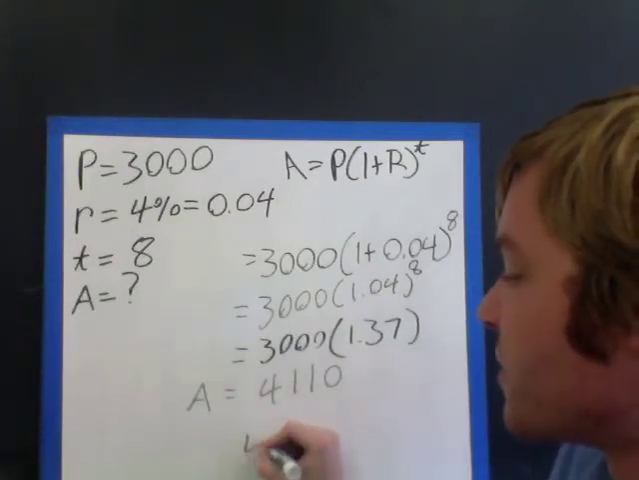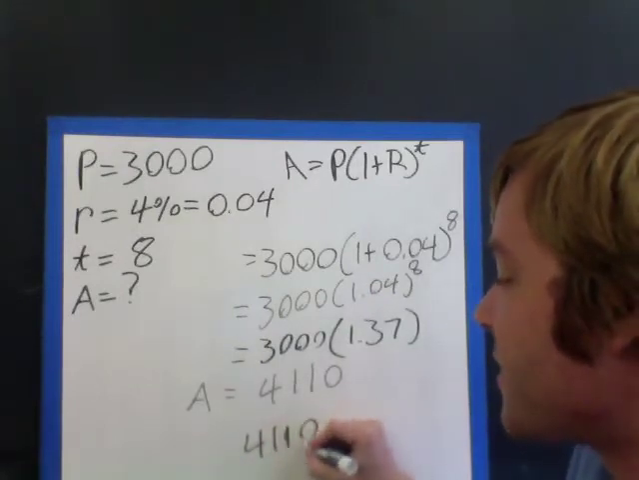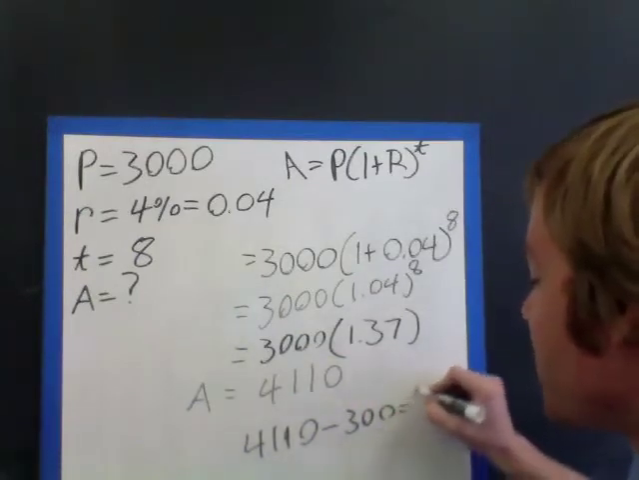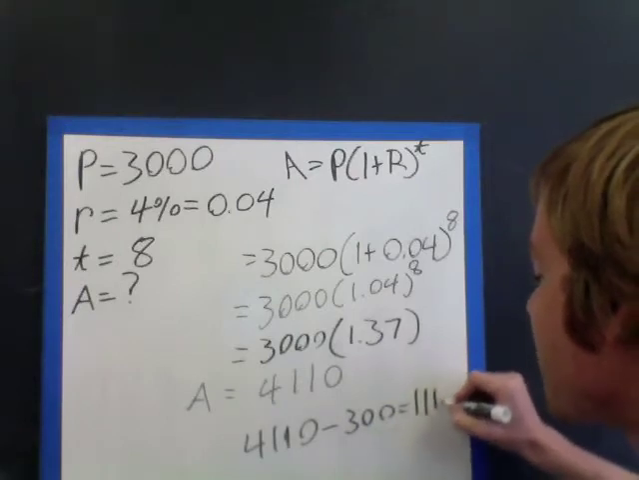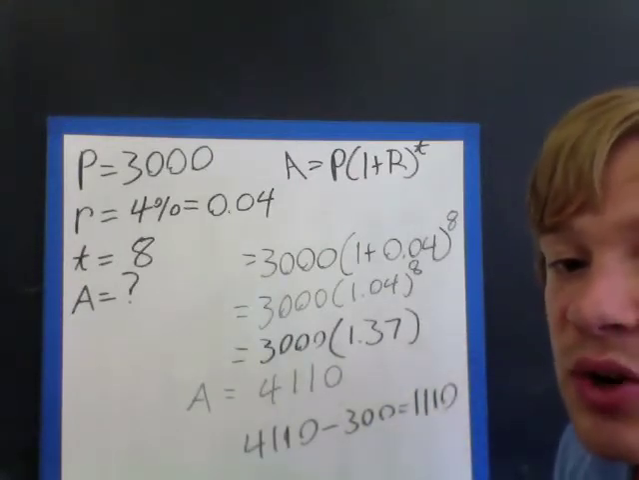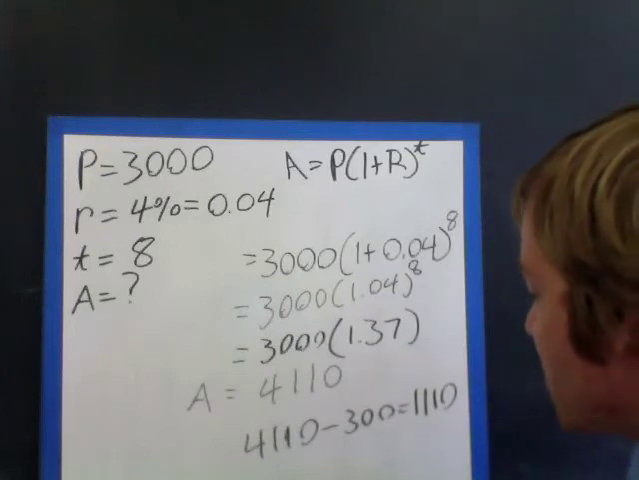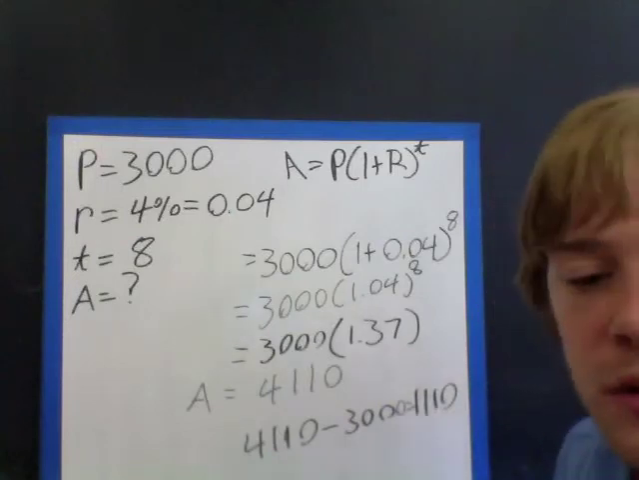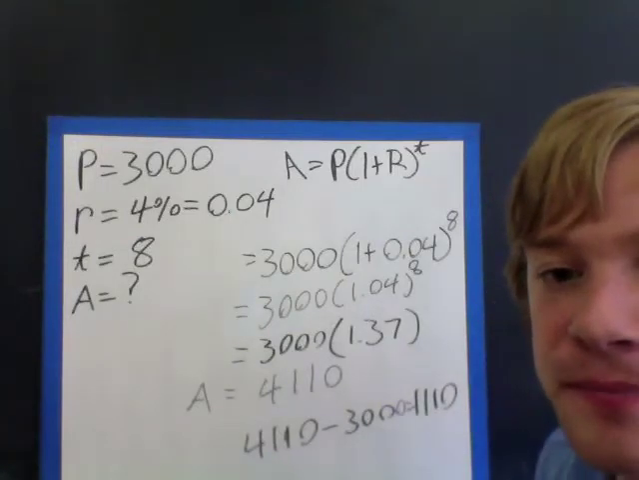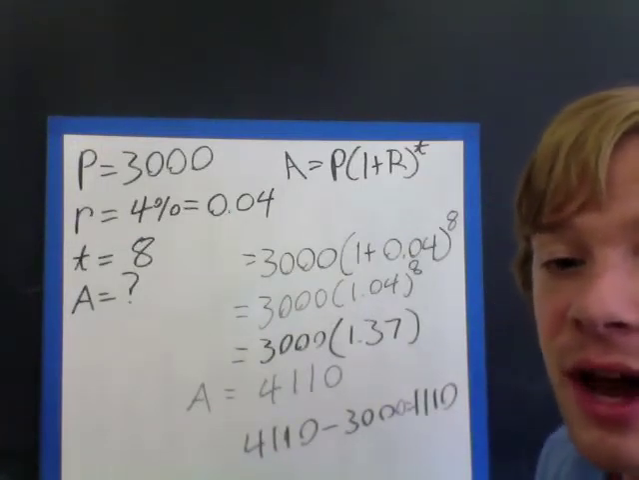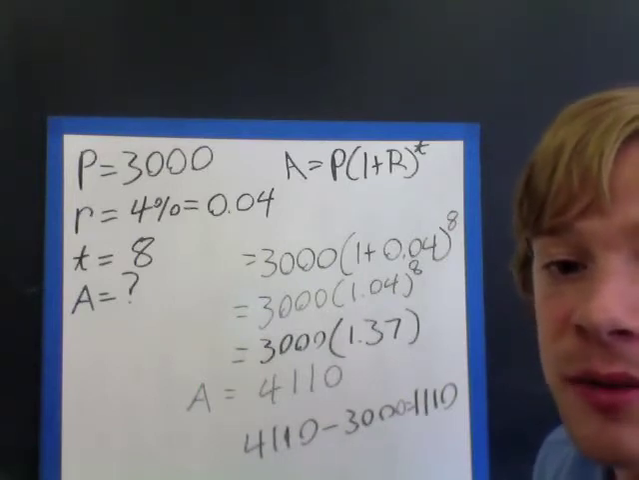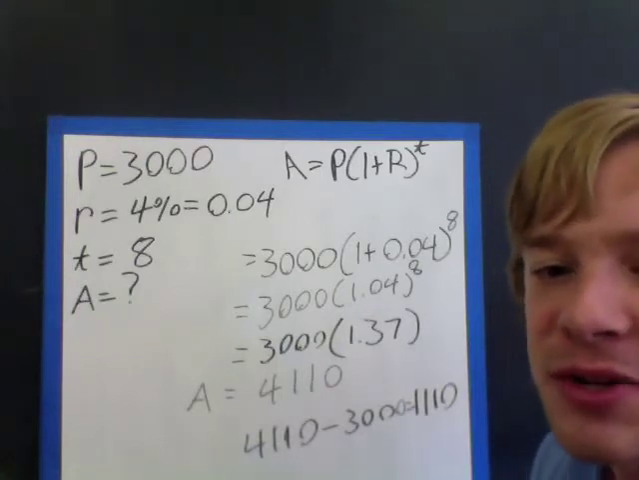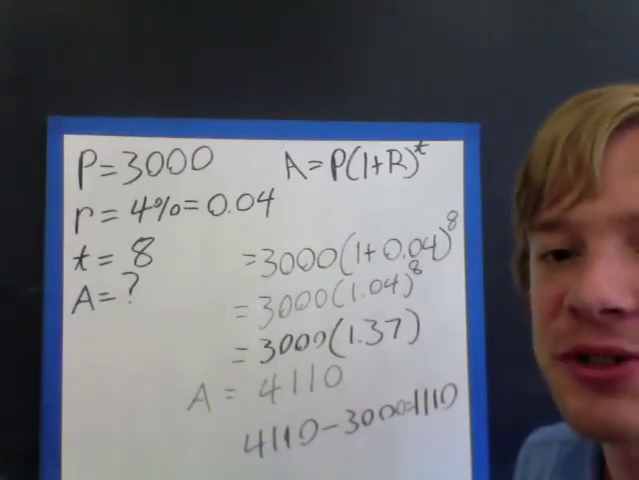So if we do 4,110 minus 3,000, which was the initial amount, we actually paid $1,110 in interest. So we paid quite a bit of money just to borrow the original amount of money. And this is how banks make money. This is how loan sharks make money and all of that. It's an important thing to know about so you don't borrow too much and not be able to pay it back.